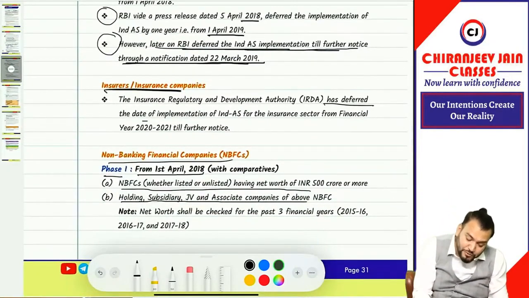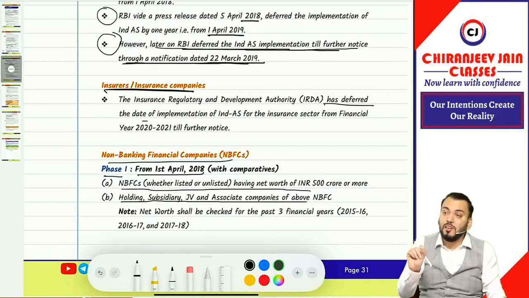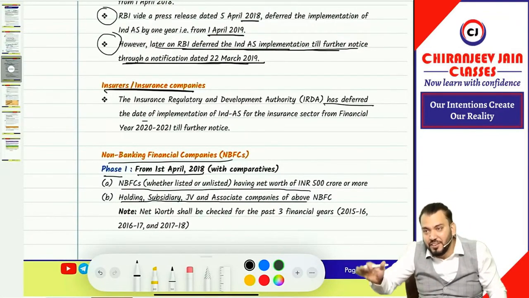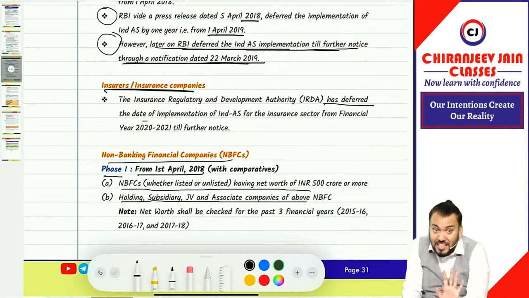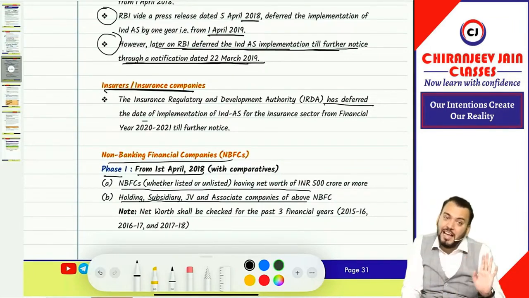A similar thing happened with insurance companies. Insurance companies said, banking companies are not implementing, so why should we implement? Initially the date was 1/4/2019 for insurance companies, but now it has been deferred. As per the current scenario, I don't know what will happen after 6 months, Ind AS is not applicable to insurance companies.